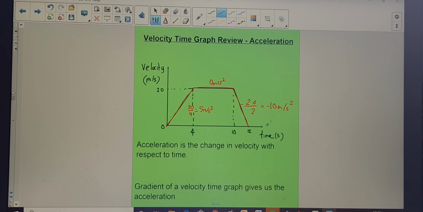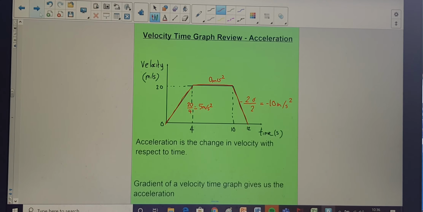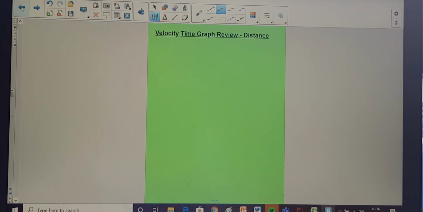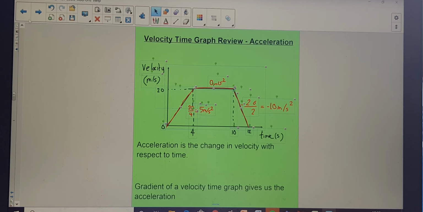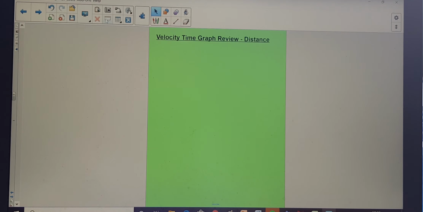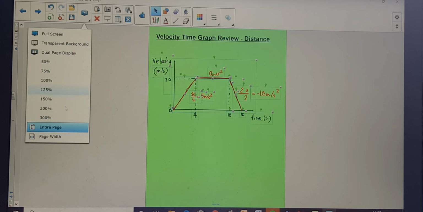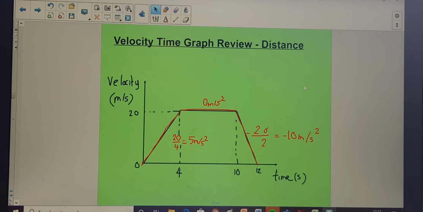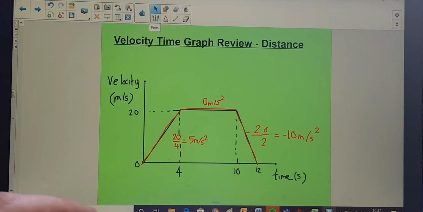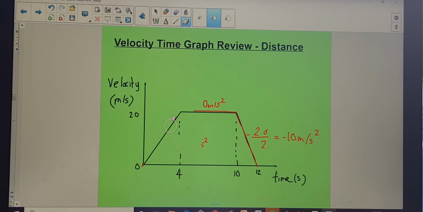Yeah? So that's how we work out acceleration from a velocity time graph. Couple of things we can do with velocity time graphs though. And the other thing, let's take this wonderful diagram. The other thing we can do is work out the distance that this thing has covered. I'm just going to tidy this up slightly. So let's get rid of this.